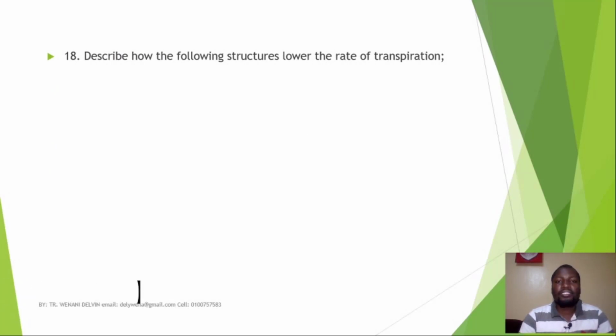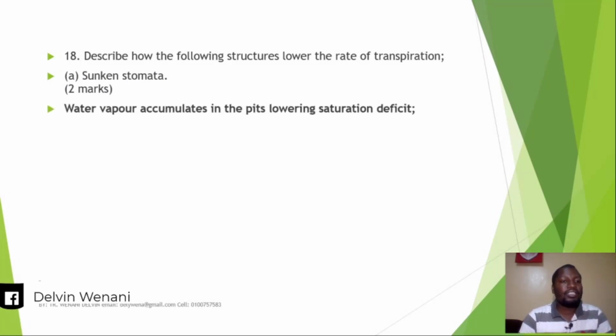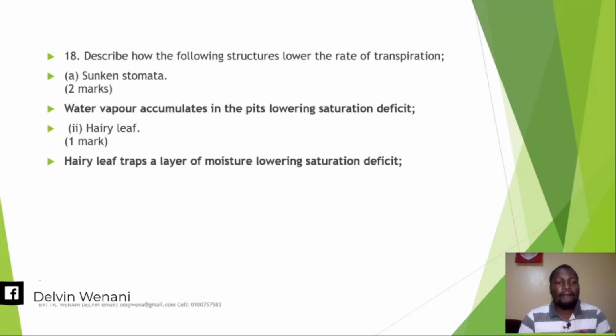Describe how the following structures lower the rate of transpiration. Sunken stomata: water vapor accumulates in the pits, lowering saturation deficit. Hair: leaves trap a layer of moisture, lowering saturation deficit.